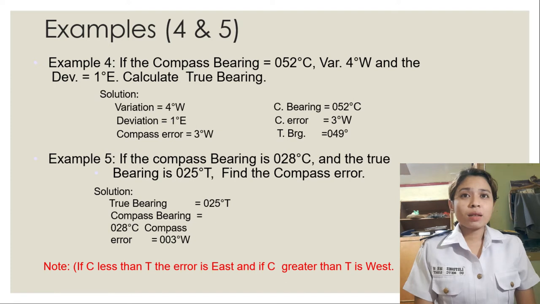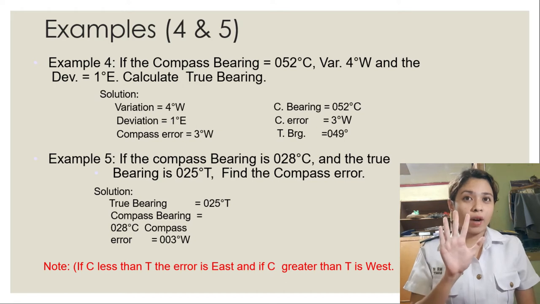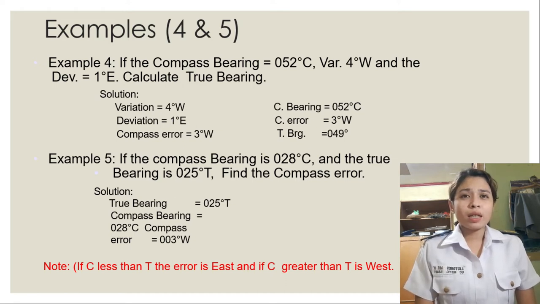Next is to get the true bearing. The compass bearing is equal to 052 degrees and the compass error is 3 degrees west. We will subtract this since it is from the west. Therefore, the true bearing is 049 degrees true. Next is example number 5. If the compass bearing is 028 degrees, then the true bearing is 025 degrees true.